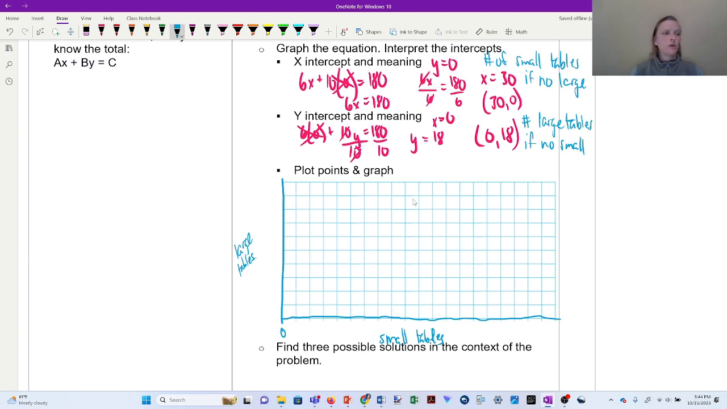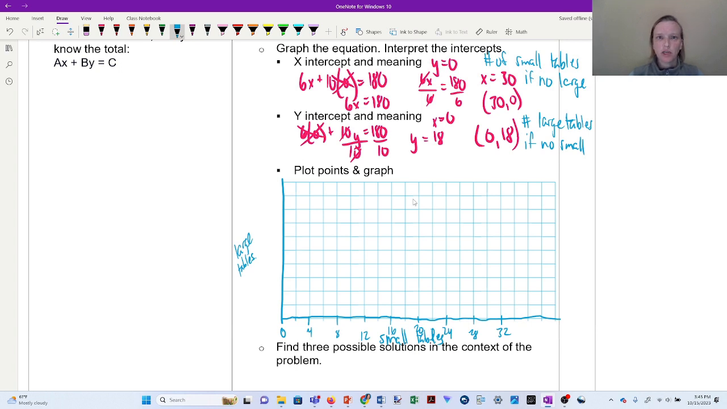I need to get all the way up to 28, 30. So I'm going to count by 2s. Let's see, 2, 4, 6, 8, 10, 12, 14, 16, 18, 20, 22, 24, 26, 28, 30, 32. So that gets me far enough in the x direction.